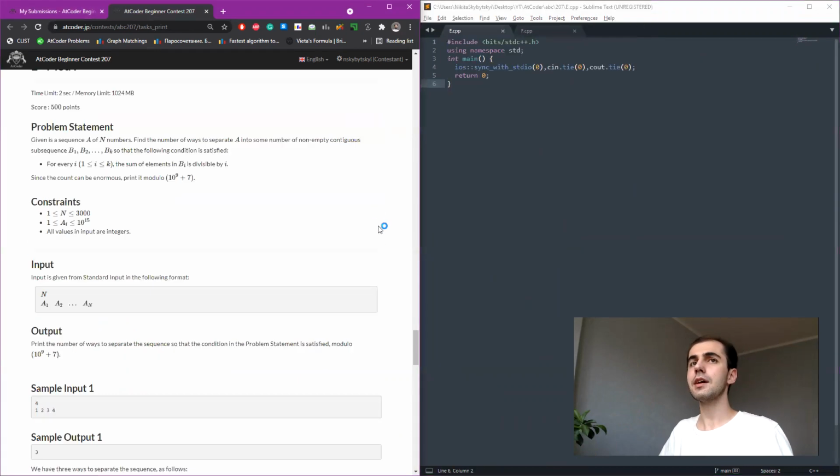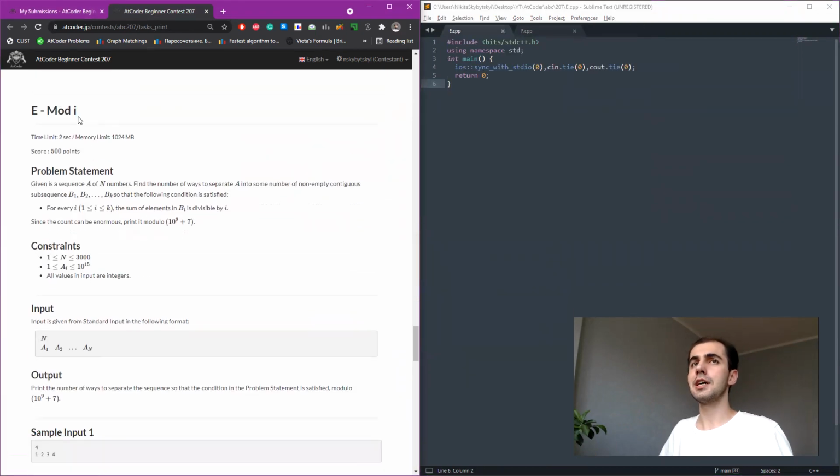So anyway, problem E, modulo I. Given a sequence A of n numbers, find the number of ways to separate A into some number of non-empty continuous sequences B1 through Bk, so that the following condition is satisfied. For every I from 1 to k, the sum of elements in Bi is divisible by I. And the count can be enormous, so print it modulo.